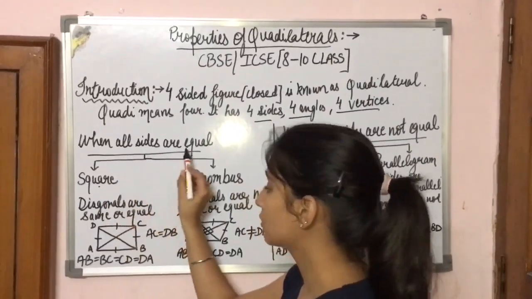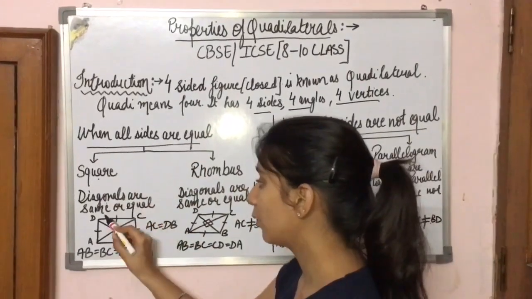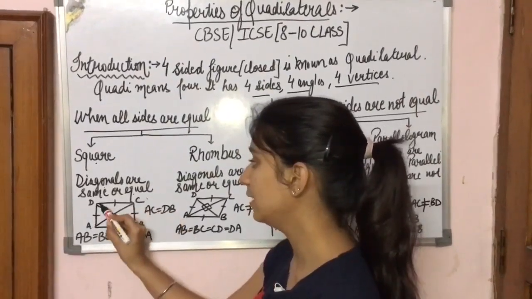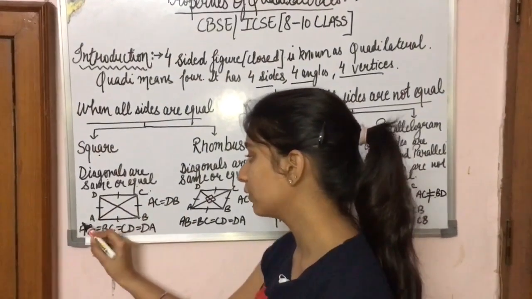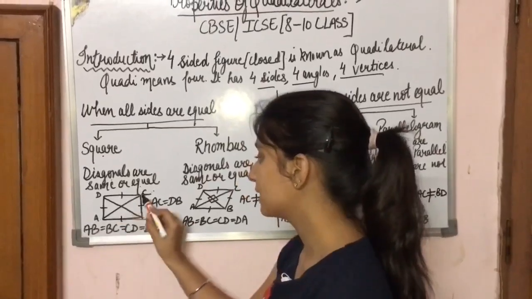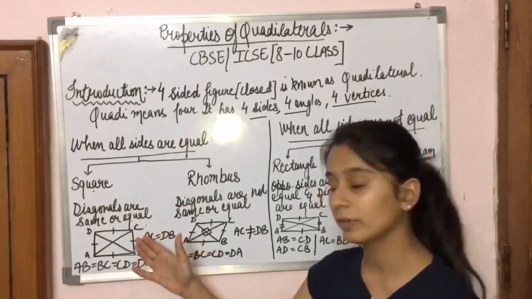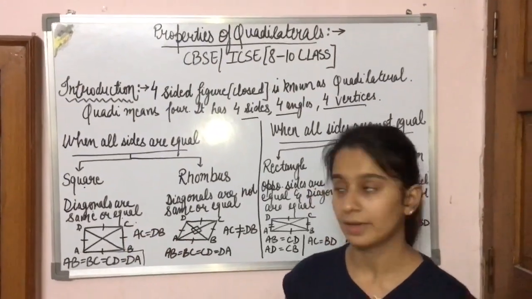Square. All sides of a square are equal while the diagonals are also equal. That means AB will be equal to BC is equal to CD and DA. This shows that all of the sides are equal and AC will be equal to BD. When these properties are proved, the figure in hand is a square.